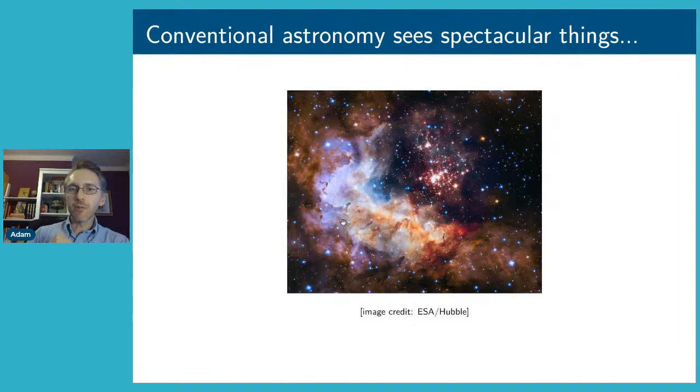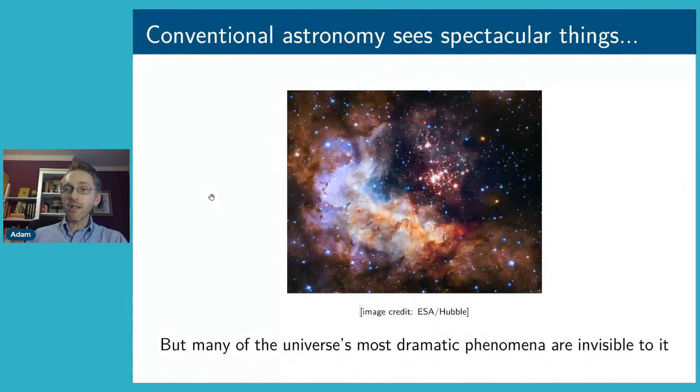So this is an image from the Hubble telescope, which was launched a few decades ago. And probably if you've seen a spectacular image from outer space, it's probably from the Hubble telescope. And you might have seen recent news that NASA has launched the sequel to the Hubble telescope, which is called the James Webb telescope. So we see a lot of insane looking things, pretty amazing things with conventional astronomy.